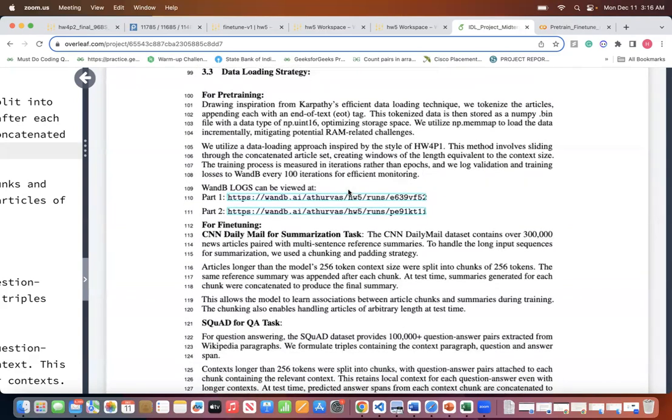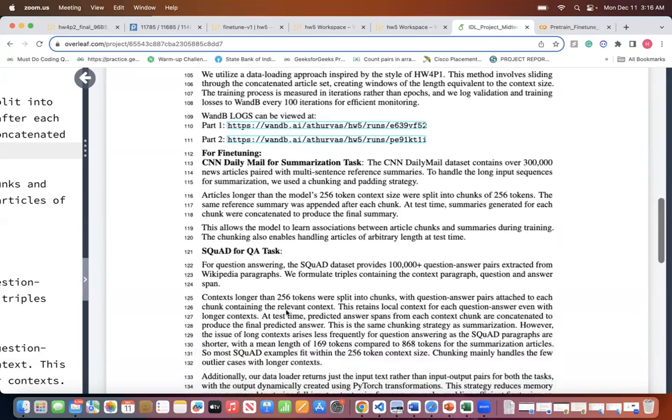Our whole process is measured in iterations rather than epochs, and you can view all of these logs in the Weights & Biases logs attached in the report, for both pre-training and fine-tuning.